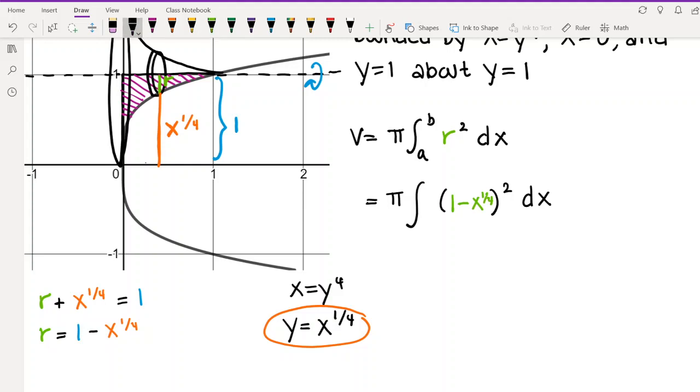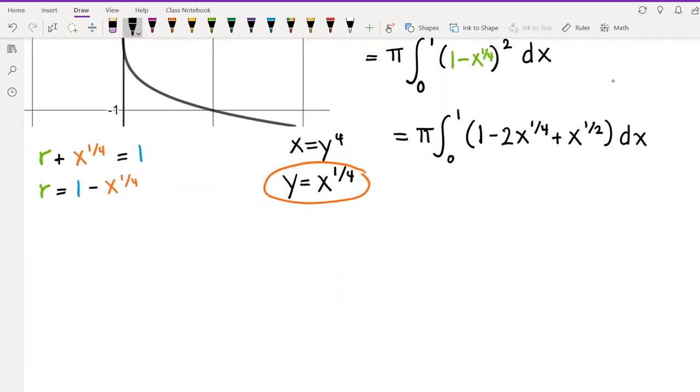Our bounds are going to be: our smallest x value is 0 and our biggest x value is 1. Okay, so now we want to actually expand this out, right? If we have 1 minus x to the 1/4, squared, we can multiply that out. That would give us 1 minus 2x to the 1/4 plus x to the 1/2, right? If you multiply x to the 1/4 times x to the 1/4, you add those exponents and you get x to the 1/2.